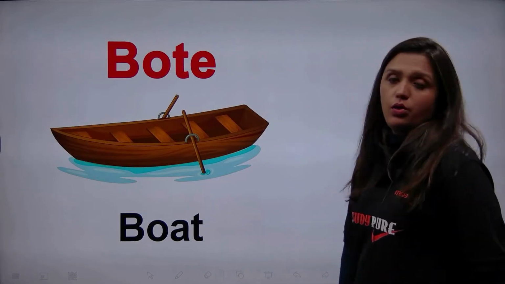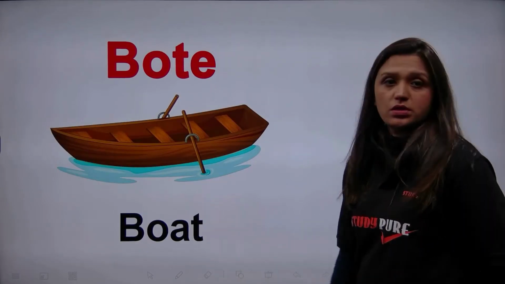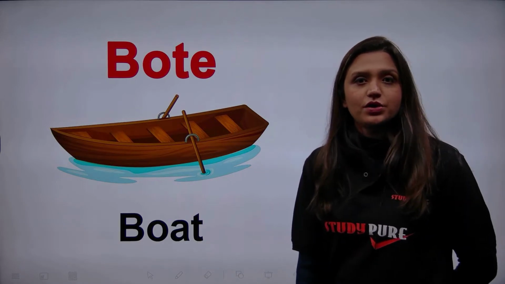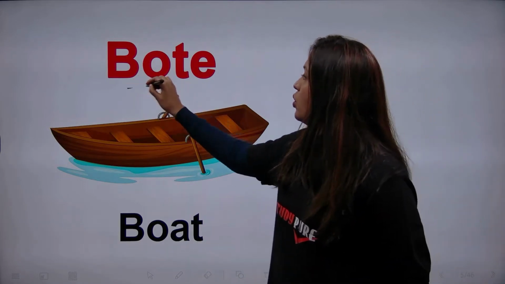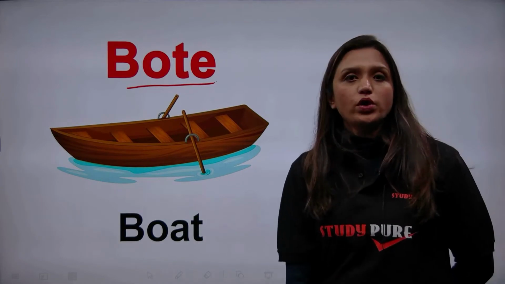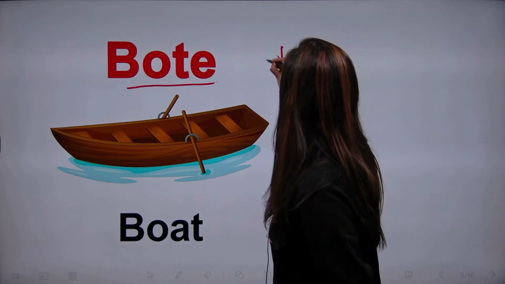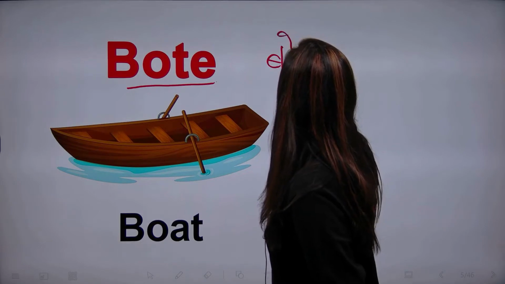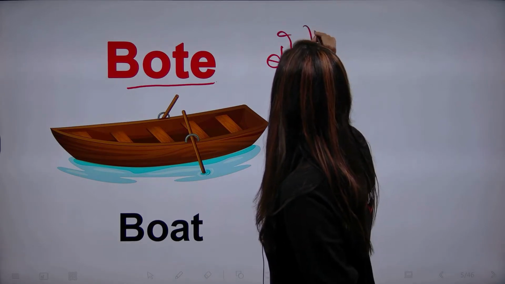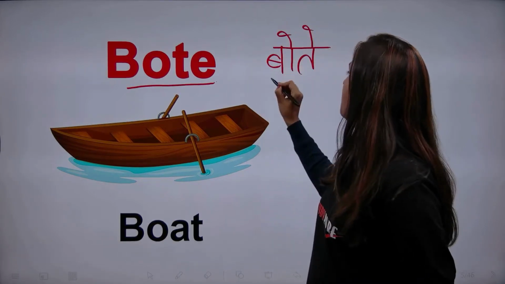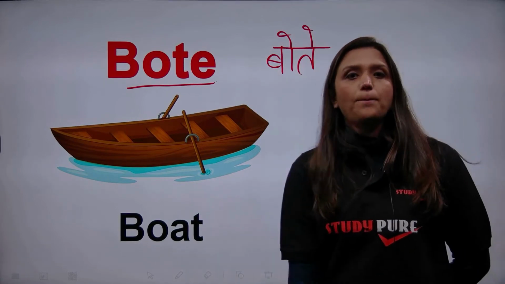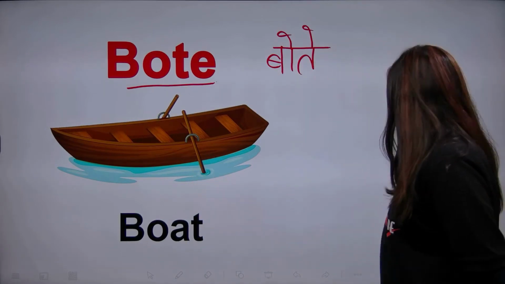What do we have now? We have a boat. And how do you say a boat in Spanish? A boat is called un bote. Bote. Un bote. That's a boat.